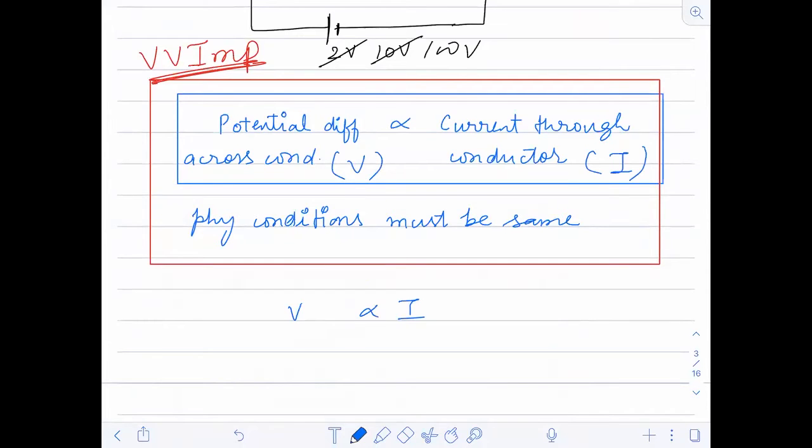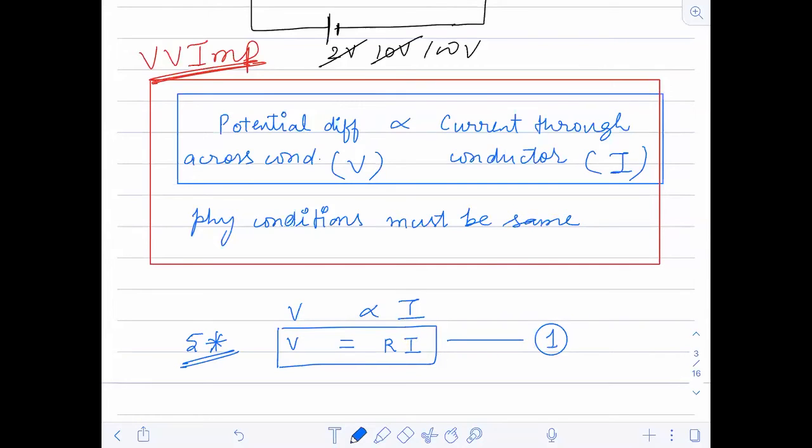Now, when I remove this proportionality sign, I get a proportionality constant. So I bring in an equality sign and a constant R, so V = R I. This is a very important equation, marked 5 star. This is our equation number 1.